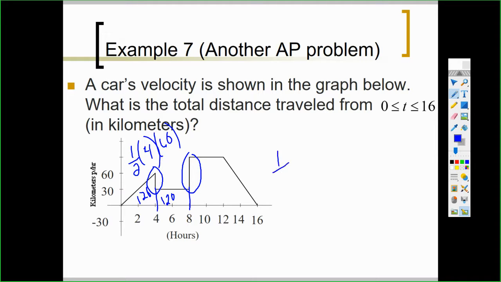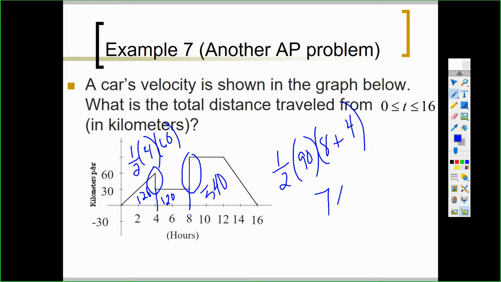And then from 8 to 16, if you want, you can do it as a trapezoid. So 1/2, my height is 90, and my bases are 8 and 4. So I get 540. So add all that up, 780 kilometers is the total distance that I've traveled over that 16-hour period. If it would ask something like your average velocity, you could divide that by 16, and that would give you that average height or that average velocity by doing an average value.